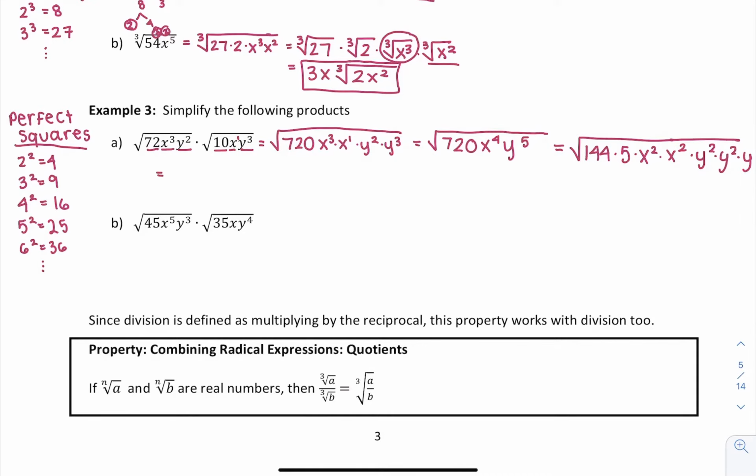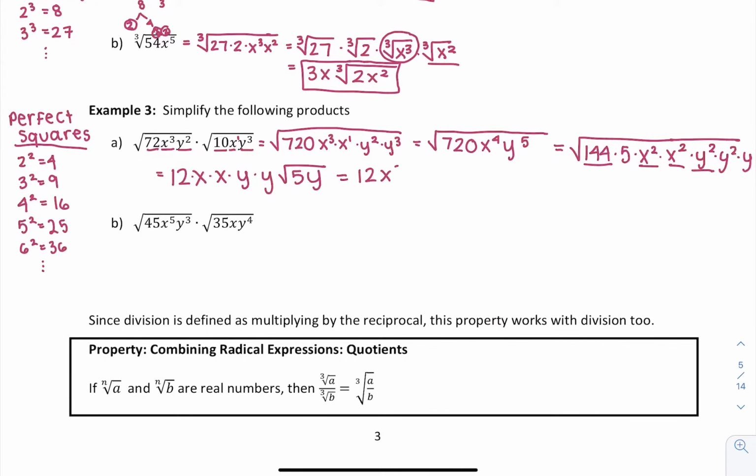Now I'm going to simplify as much as possible. The square root of 144 is 12. The square root of x squared, they cancel out, is just x. The square root of x squared is x. The square root of y squared is y. Same with this. And then on the inside, we are left with the square root of 5y. Now finally, I'm going to combine. So this becomes 12 x squared y squared times the square root of 5y.